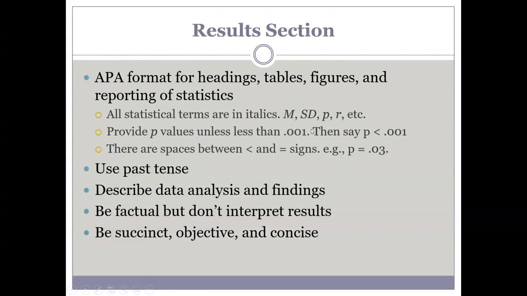Another thing to note is that between the less than and equal sign, you should have a space before and after them. So we see p space less than space 0.001, and we also see here that before and after the equal sign is a space. Some other things to note is that in the results section, you will be using past tense, so no present or future tense. Everything should be in past tense.